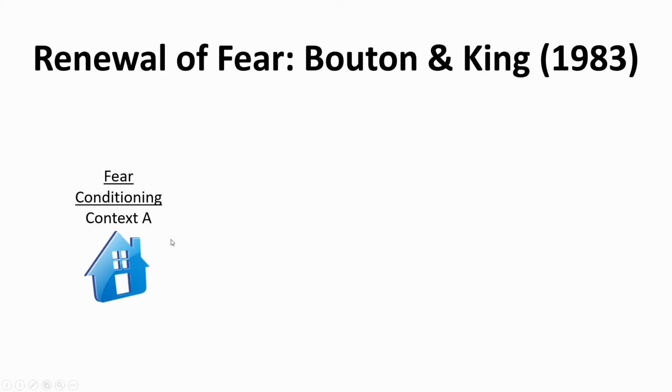So as per usual, let's look at an experiment that actually studied this so we can see it play out. This experiment was done in the 80s by Bouton and King, and this is just a renewal of fear experiment. So they started off in context A, where they went through fear conditioning. So they paired a tone, our conditioned stimulus, with a foot shock, our unconditioned stimulus, in context A. So this is context A. We're going to have a visual representation of it.